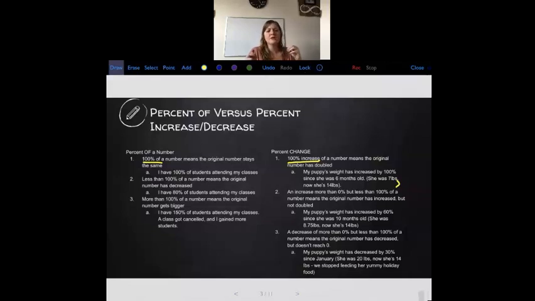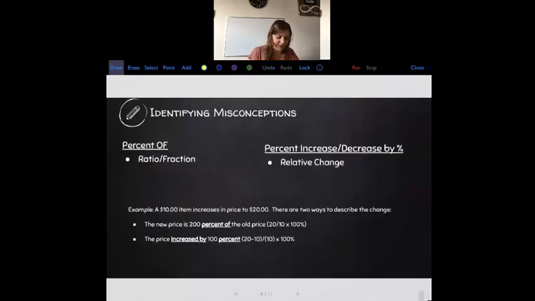Okay, so notice it's a small word, but it determines if we're talking about percent of or percent increase and decrease. So also notice here that when we say a 100% increase of a number means the original number has doubled, that means that a 200% increase would mean the original number has tripled, and so on and so forth. Okay, so identifying misconceptions. So again, just kind of a better table, and we'll use a different example.